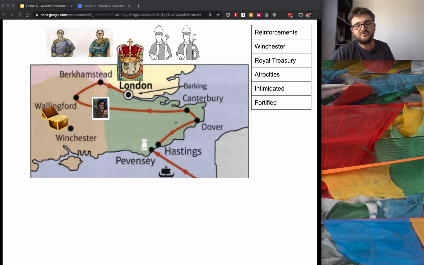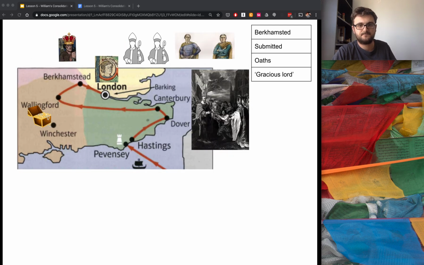As we mentioned, London was really strongly fortified, so William wanted to surround it and cut them off from the rest of England because he knows a direct attack will be very, very difficult. However, as he sweeps round from the north of England, he reaches the town of Berkhamsted, and he is met by the Witan and by Edgar.